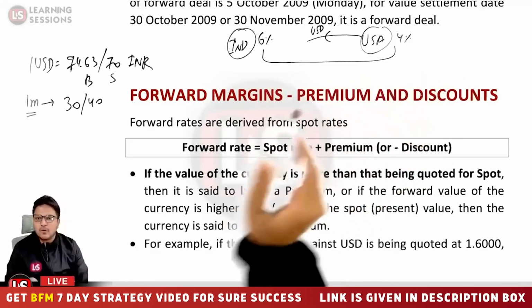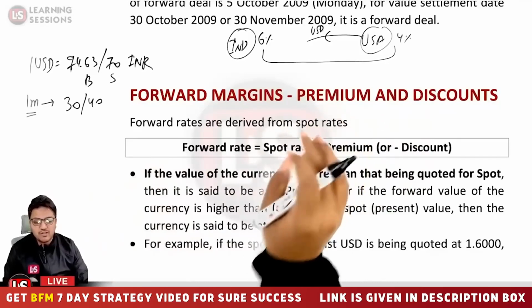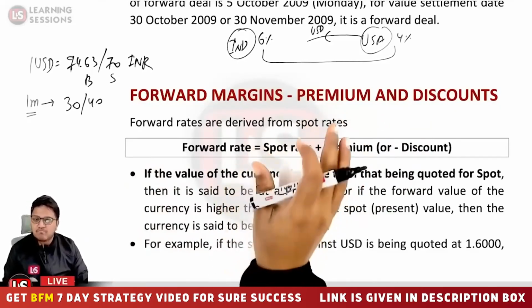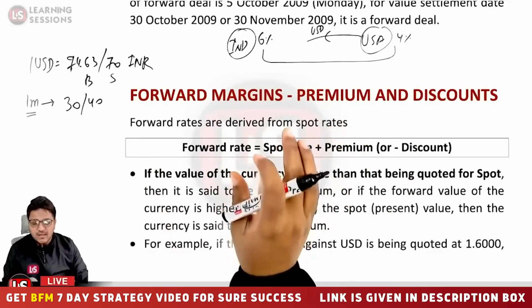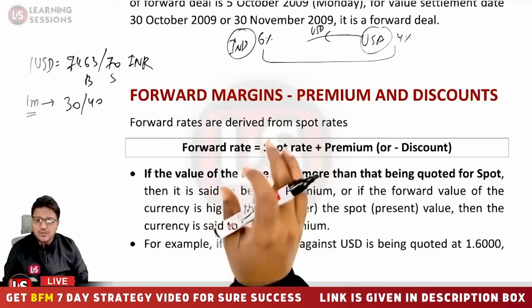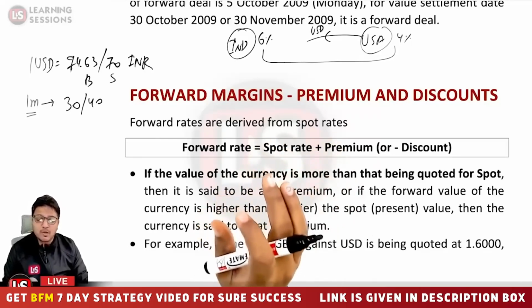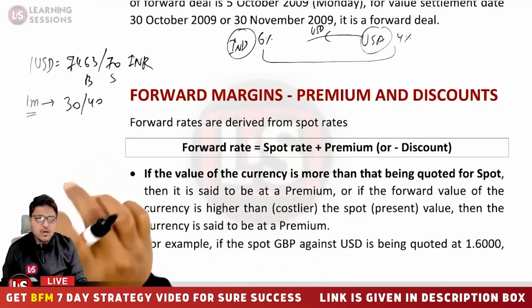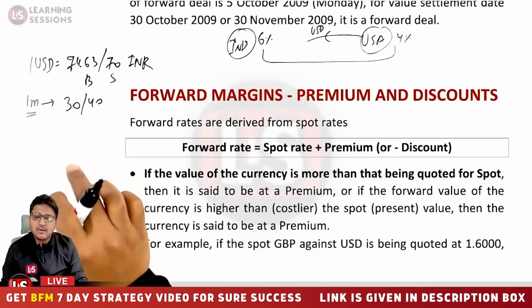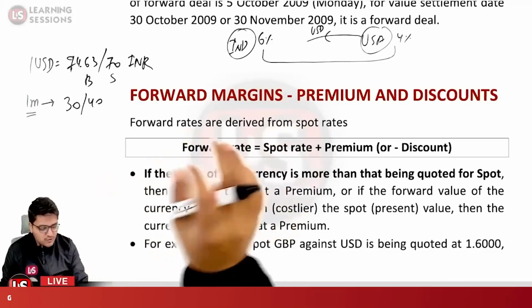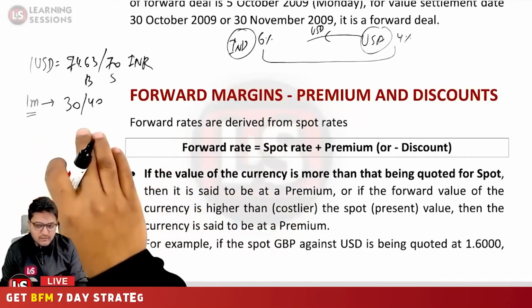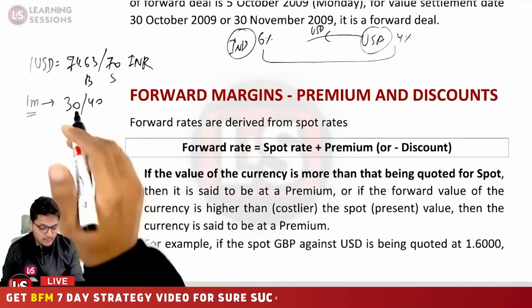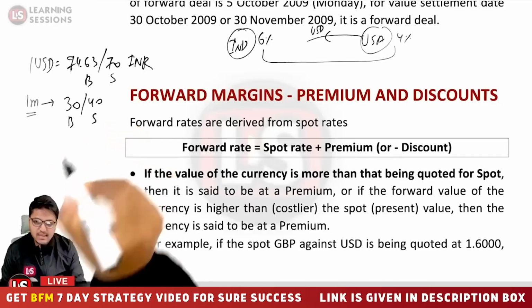Now, 6 minus 4% would be the interest rate differential, and that is the main funda related to the calculation of the forward points. We will also look into how we calculate the forward points, but try to understand right now that the forward points are related to the interest rate differentials, and 1 month forward points are given to be 30/40. Now these are the buying points and these are the selling forward points.